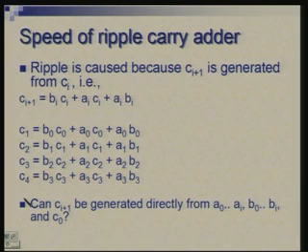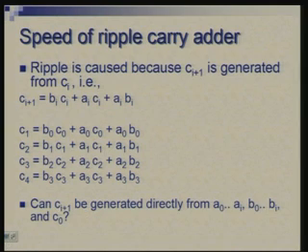Now, the question is, can we do some look ahead, can we avoid this ripple? Can C(i+1), for example, be generated directly from A0, A1, A2, A3 up to Ai and B0, B1, B2 up to Bi and C0? Of course, C0 is a primary input which we have to account for.